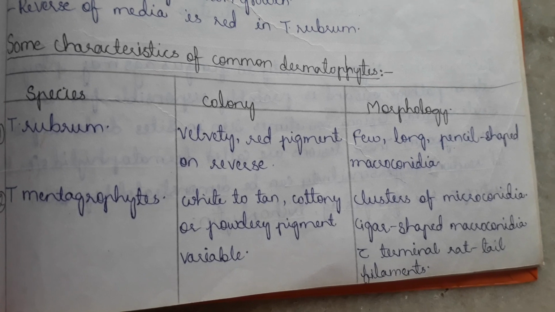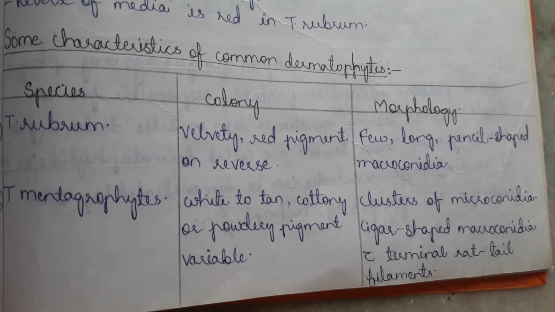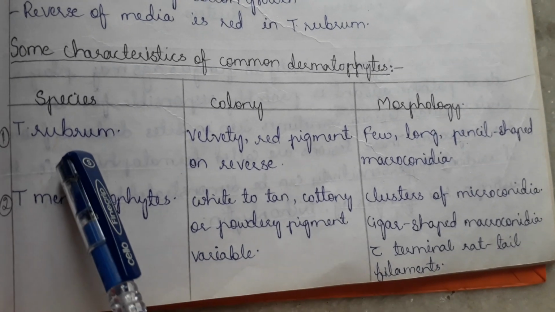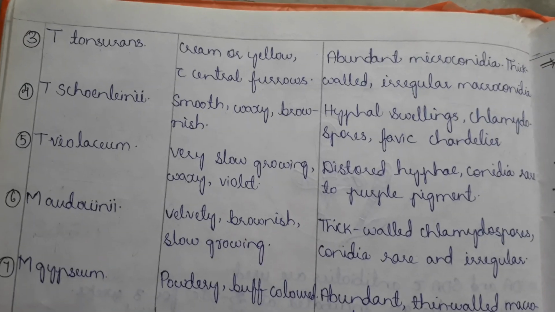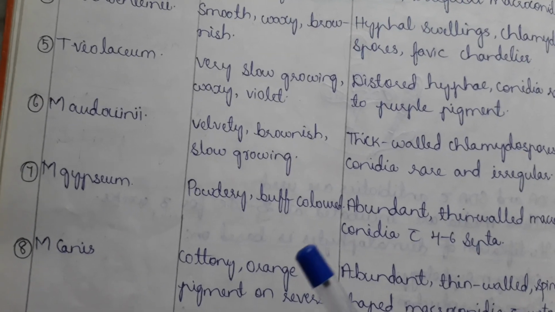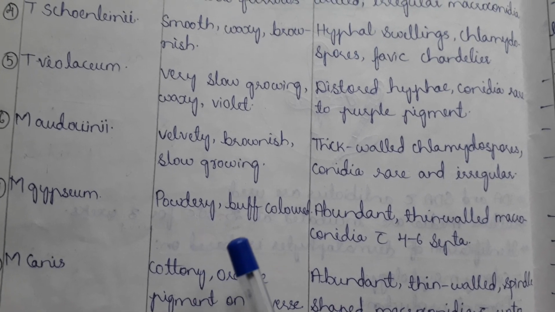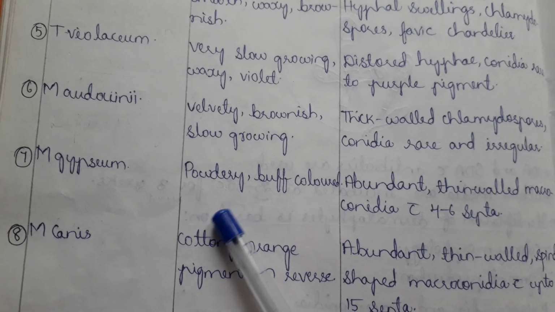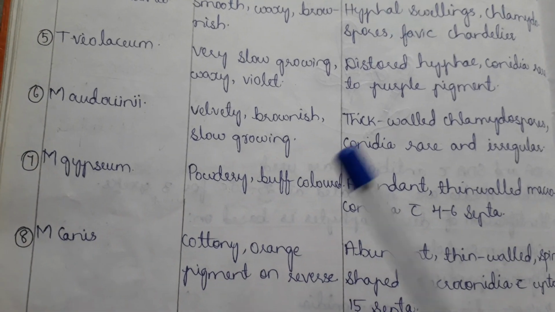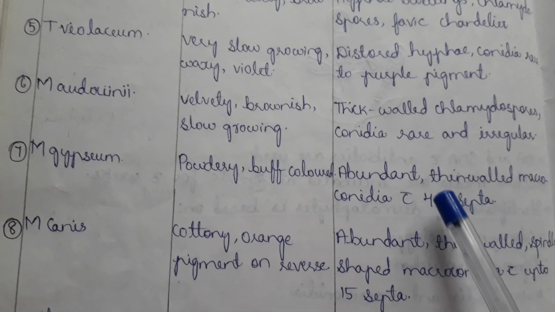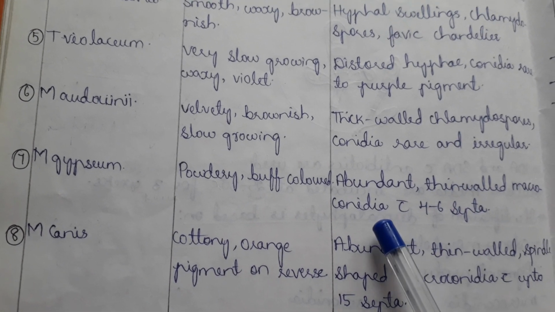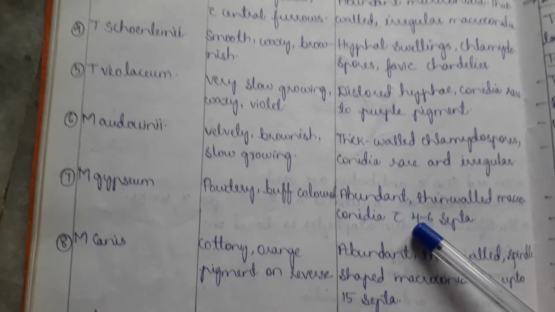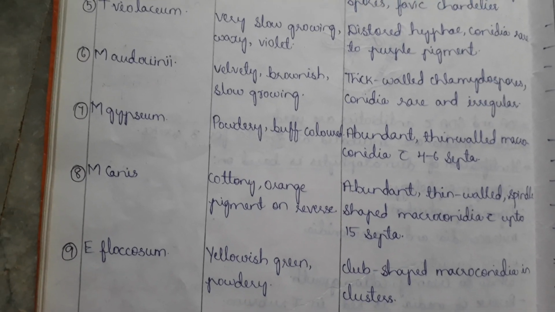Now some common characteristics of common dermatophytes. We have already seen Trichophyton rubrum and mentagrophytes. These are for other species. For Microsporum gypseum, we can see powdery buff-colored growth on culture medium and abundant thin-walled macroconidia with 4 to 6 septa. Go through this for other species characteristics of dermatophytes.